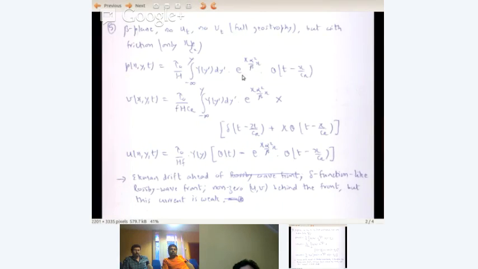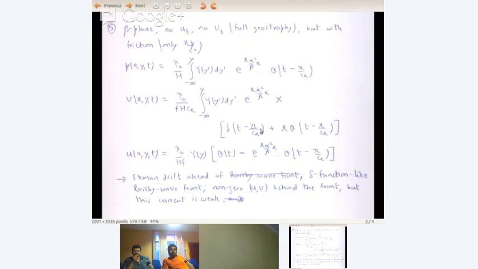You get an e power kappa alpha squared by beta into x term multiplying. And since kappa is small, if you expand this in a Taylor series, you get 1 plus kappa alpha squared by beta into x and so on. So it's basically 1 plus a small perturbation on that. And the rest of the p field does not change.